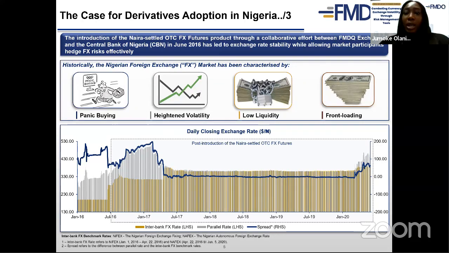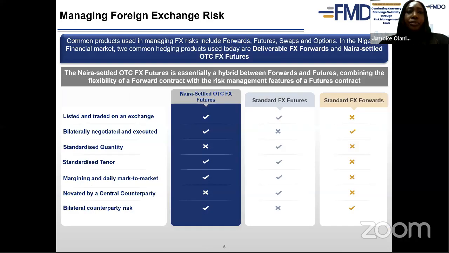Again, symptomatic of the low liquidity that we have in the market. So it's a cycle, it's happening again. And what are the risks that corporates would face in this situation? That's a bit of what we have just discussed. And what I'll be going forward to talk about is therefore how you can use the derivative product that we have on FMDQ Exchange today to hedge this risk that you'll be experiencing in the market.